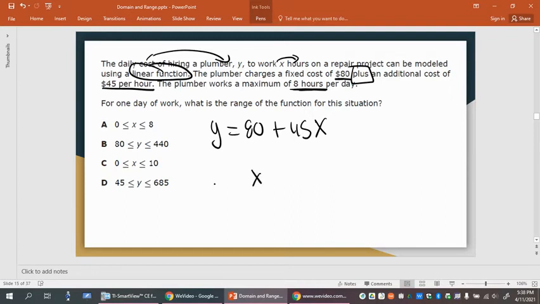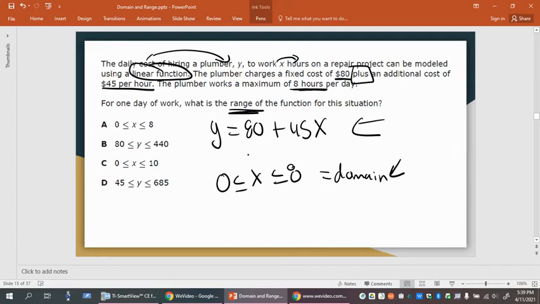So let's see, the plumber can only work a maximum of 8 hours per day. So my x, we can start with 0 hours in the day, and we can end with 8 hours in the day, but I can't do any more hours. I only can work 8 hours in a day. I don't want to work 12. My plumber's not going to work 10. So this is my domain. But what is it asking for? It says, what is the range of the function in this situation? Well, this is my function, but in this situation, this is my domain. So I need to find the range that corresponds to my domain.